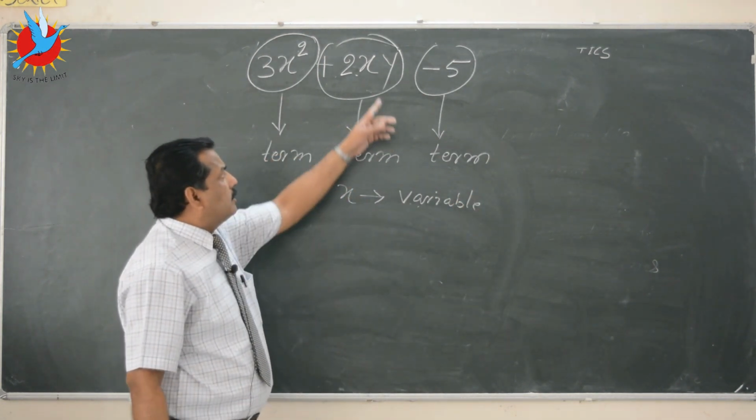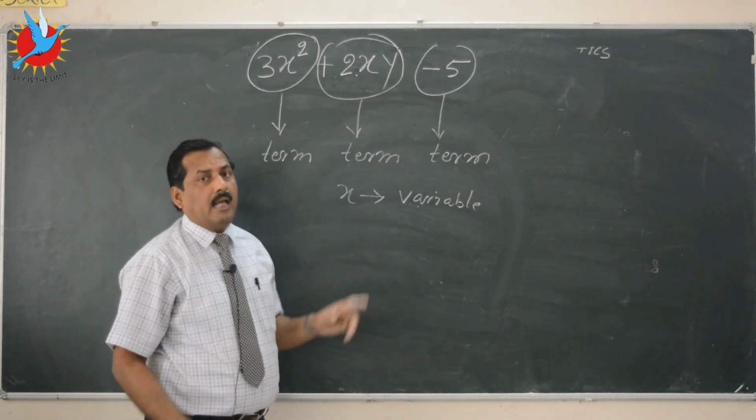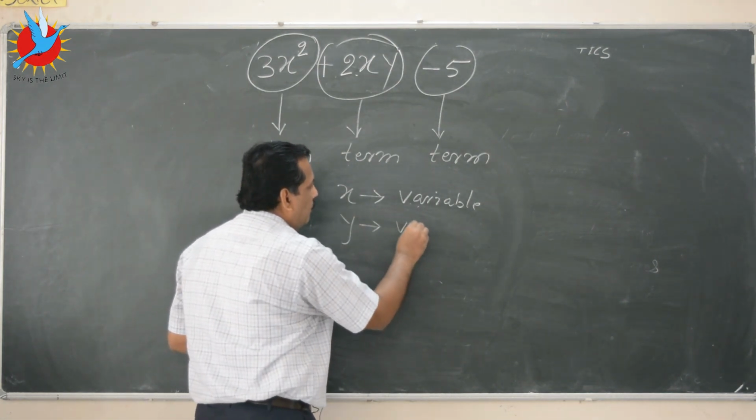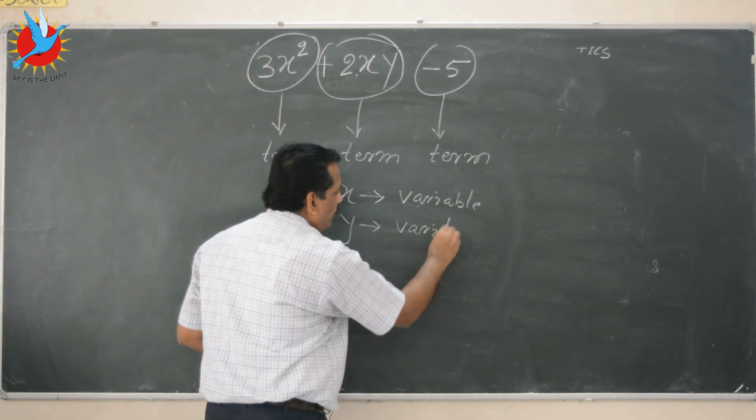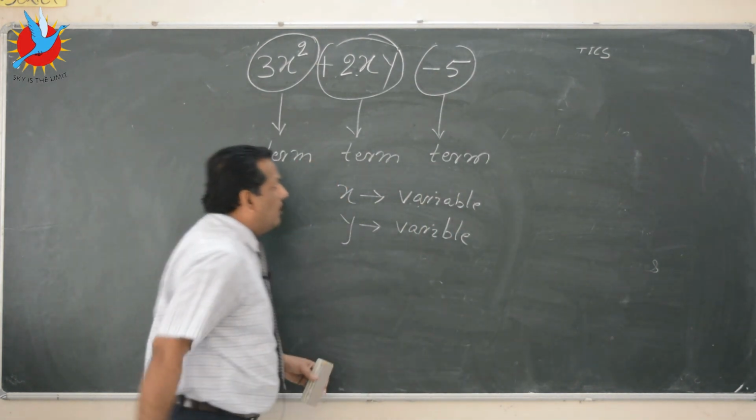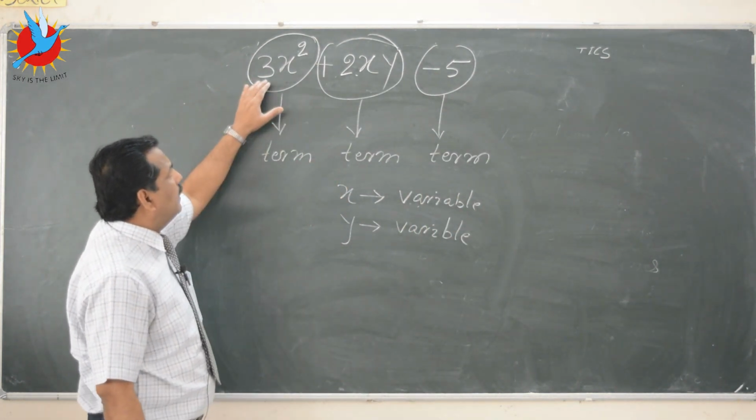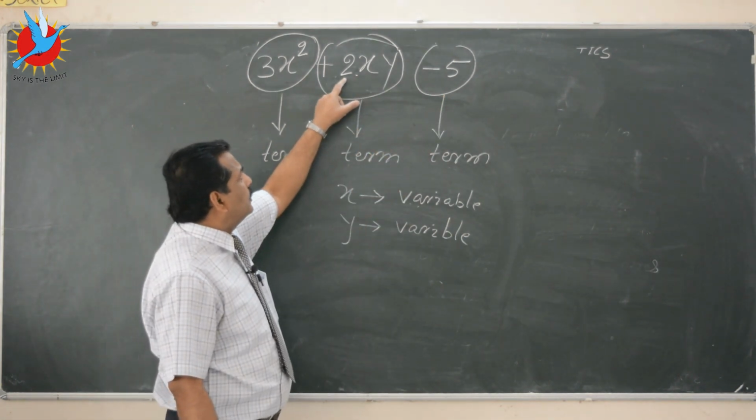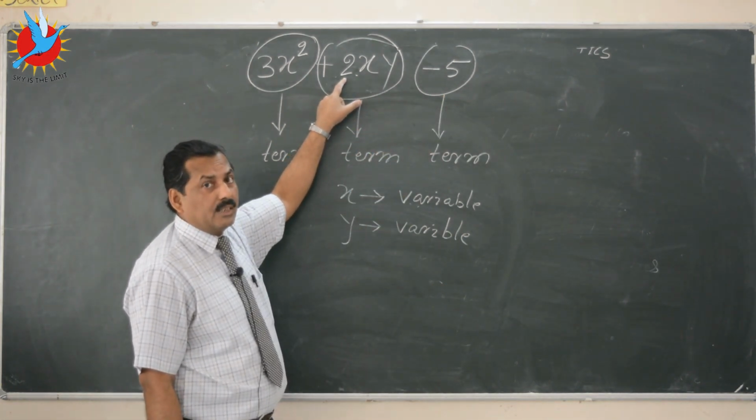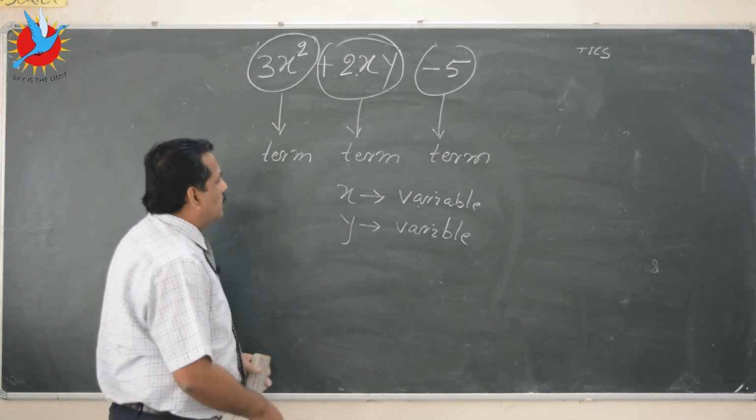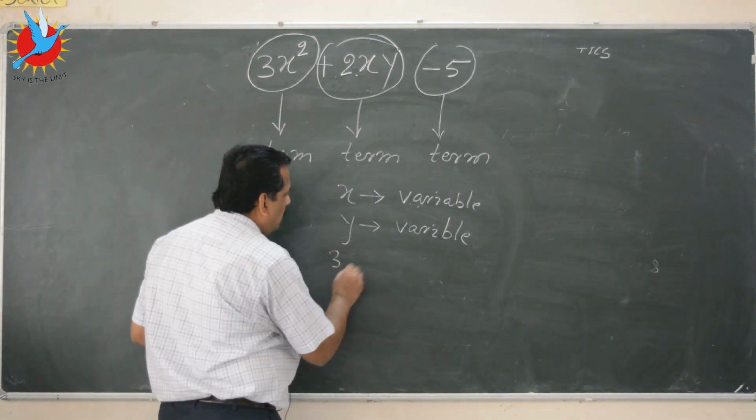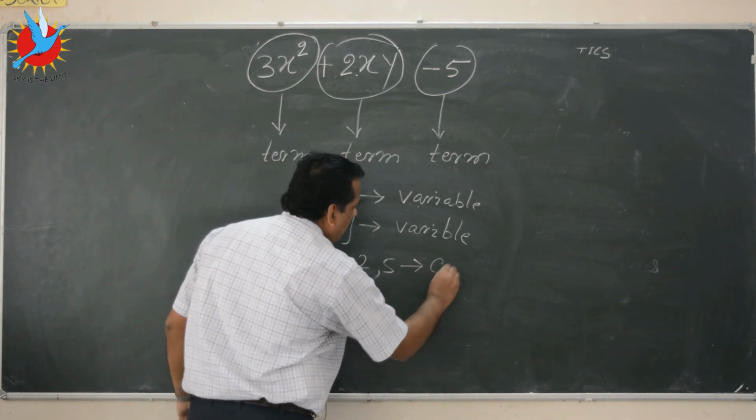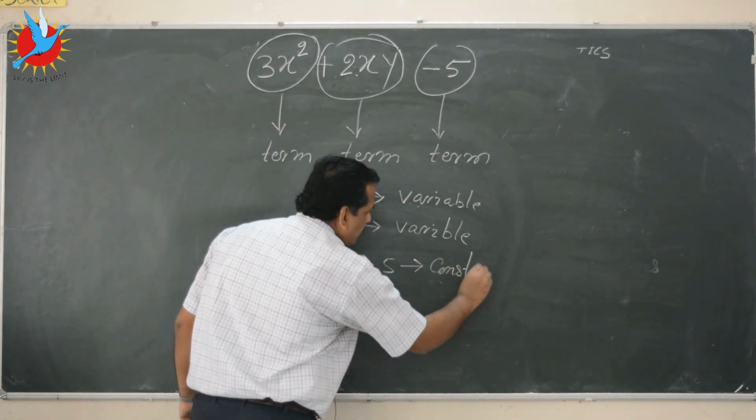Similarly, y is also not having any fixed value, and y is also a variable. So what about this 3, 2 and 5? The meaning of 2 is always 2. It has a fixed value, and so these 3, 2, 5 are known as constants.